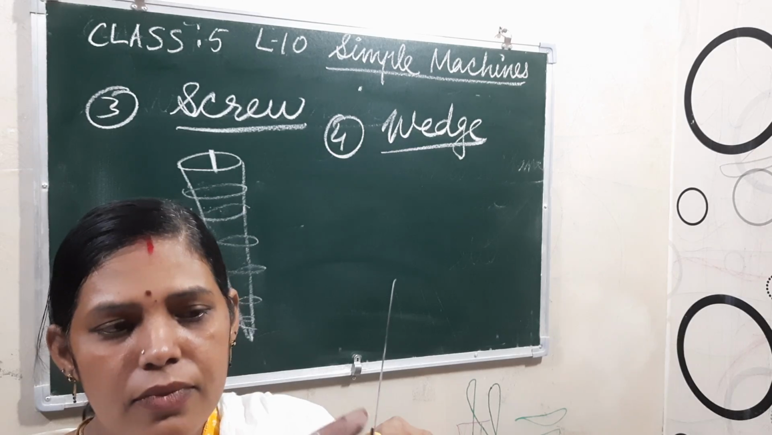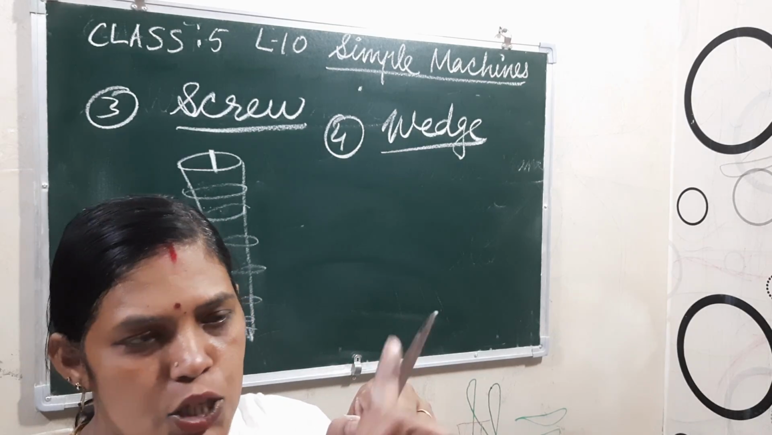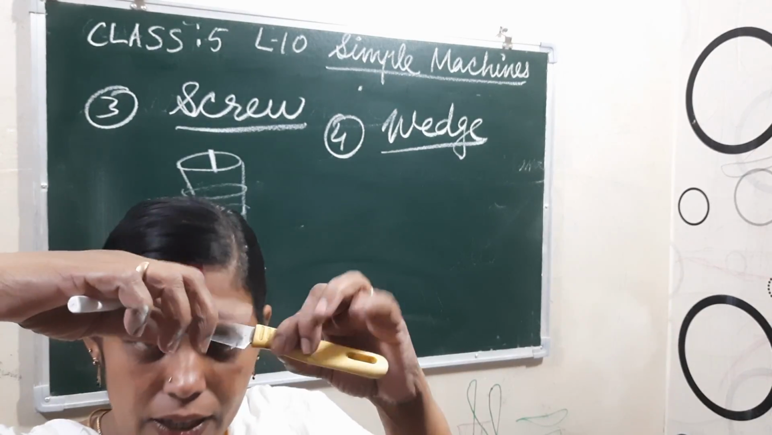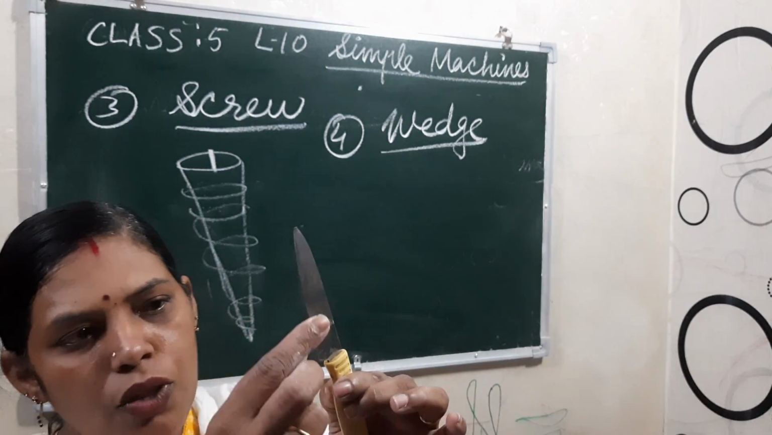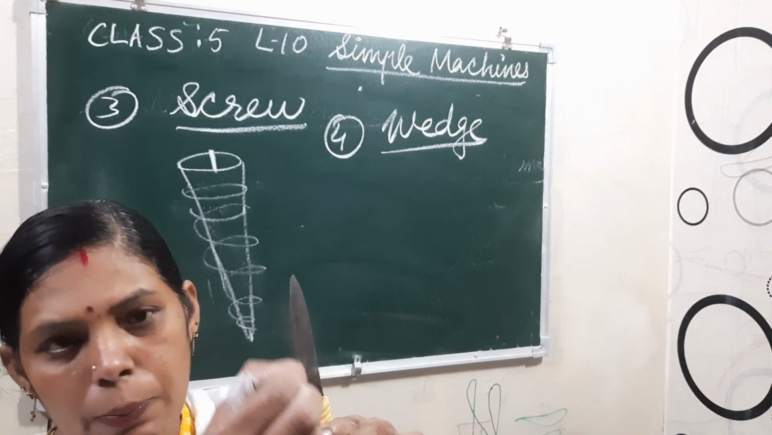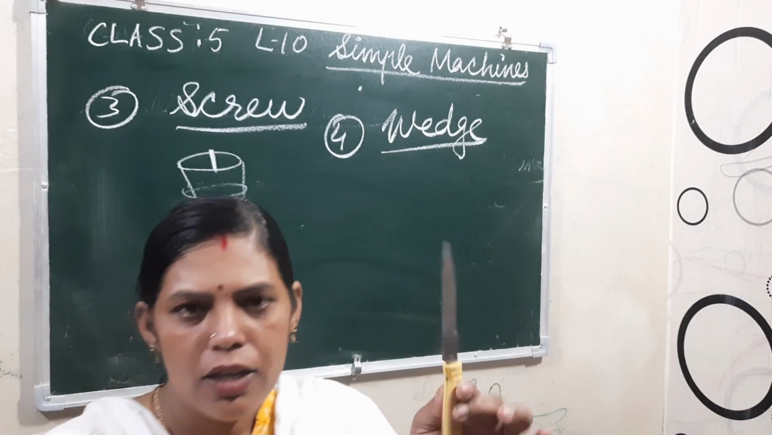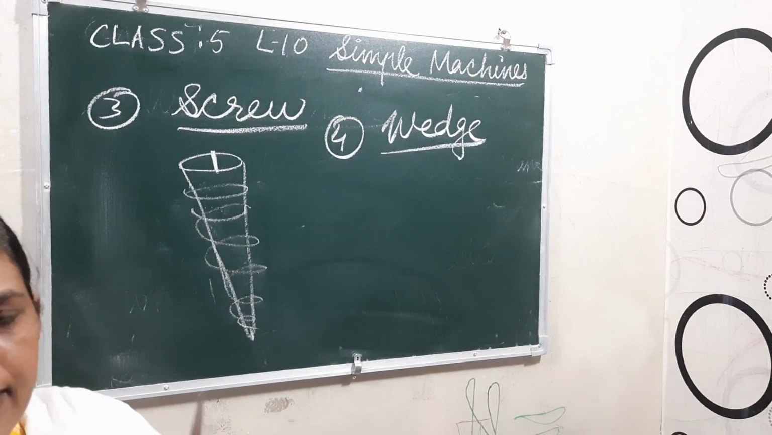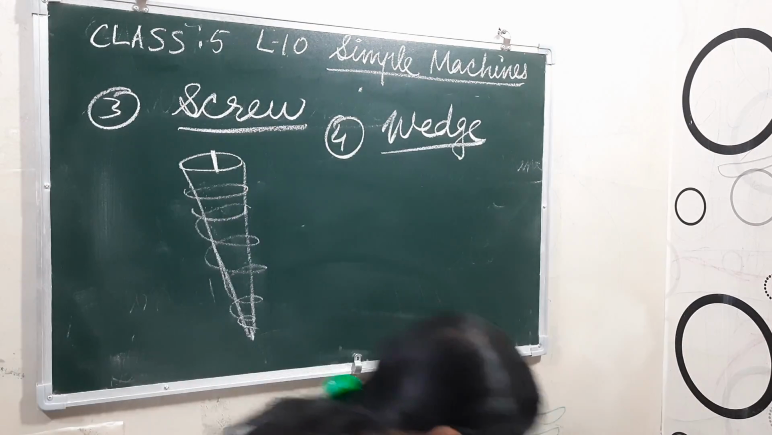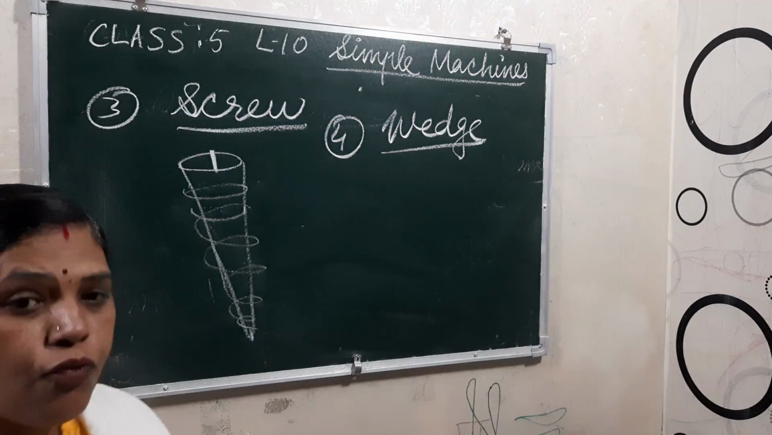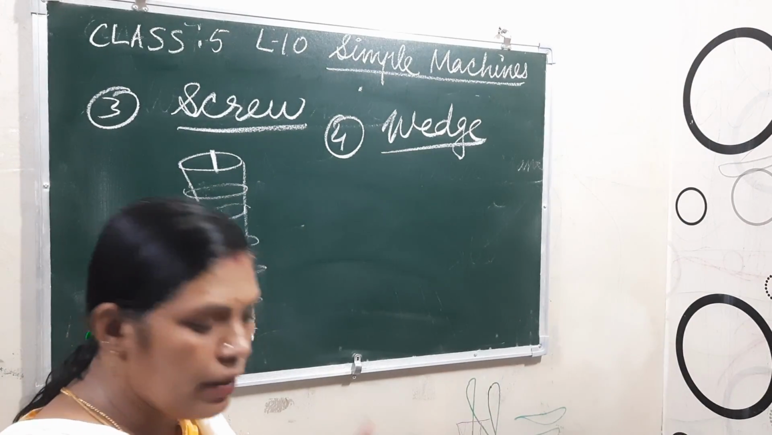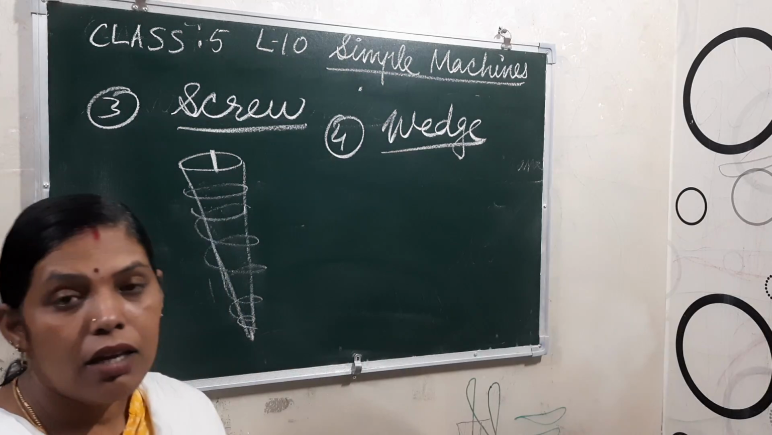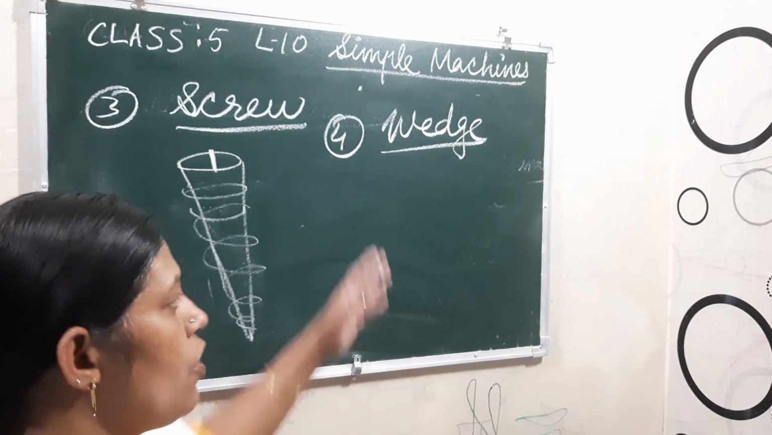See here, this side is a full slope, right? And this other side is also a slope, and both of these joining here will be a sharp portion. So this is an example of a wedge. And we can say a fork, and what else, a nail. These are also examples of a wedge.